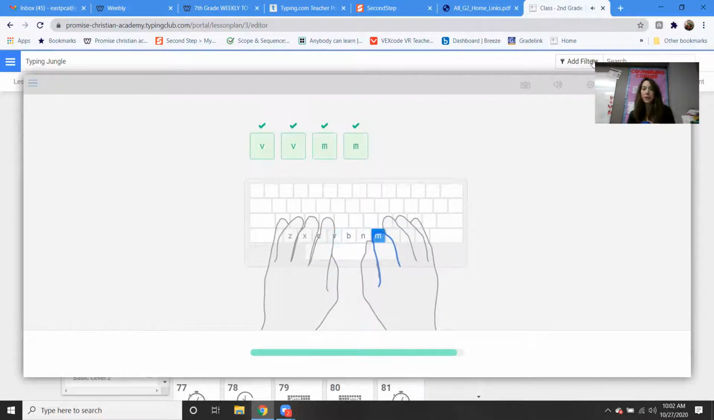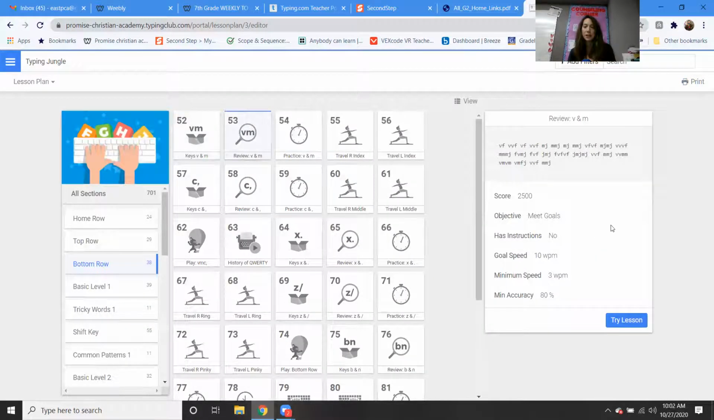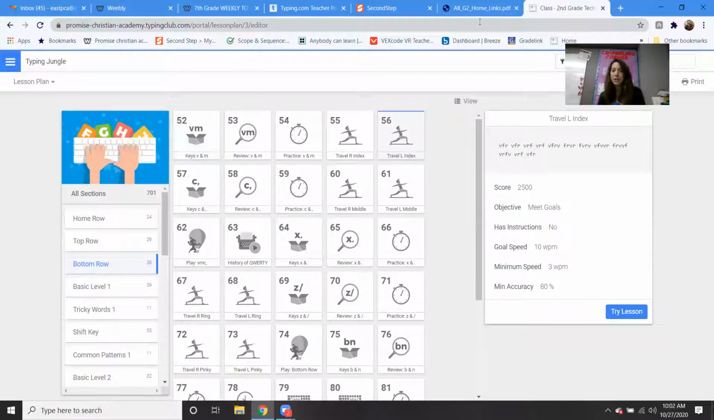You did the first part already. And then when you're done with that, you move on to the next one, lesson 53. We're going all the way up to lesson 56. So please make sure that you're doing these lessons every week, because I give you credit for them. This is part of your assignment as part of technology class, and it's a great way to keep learning how to type at home.